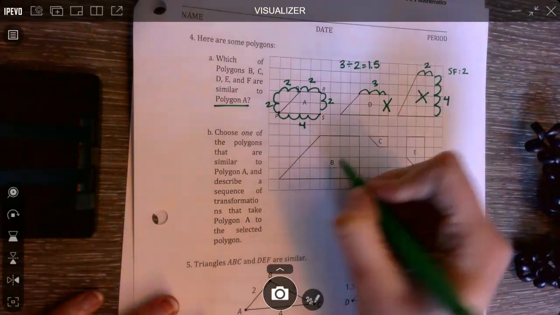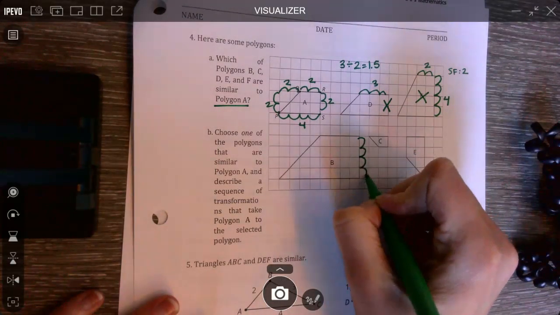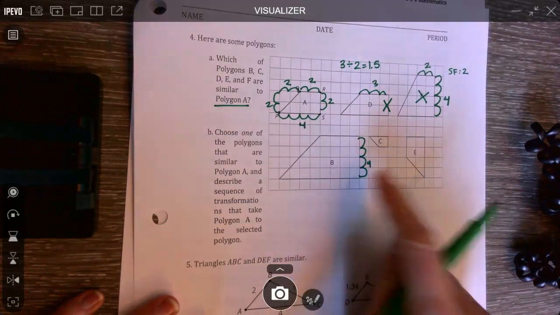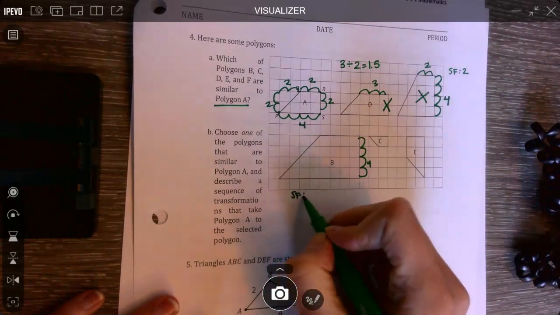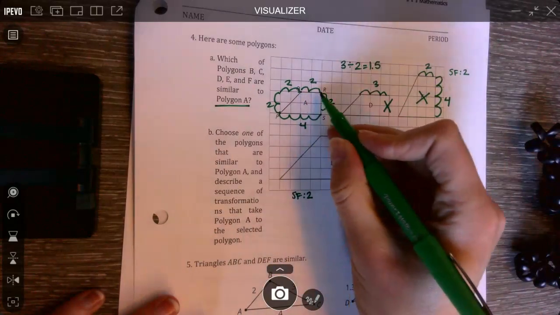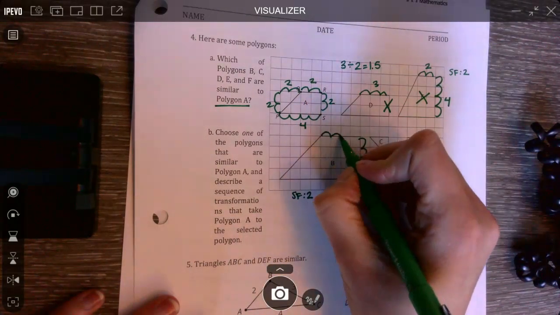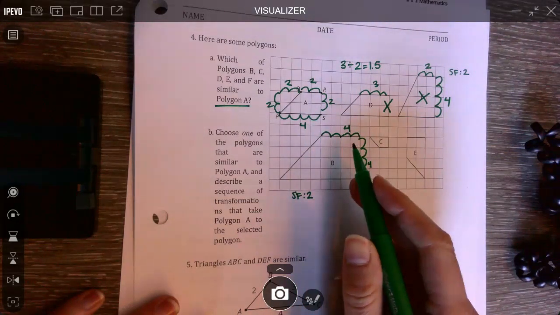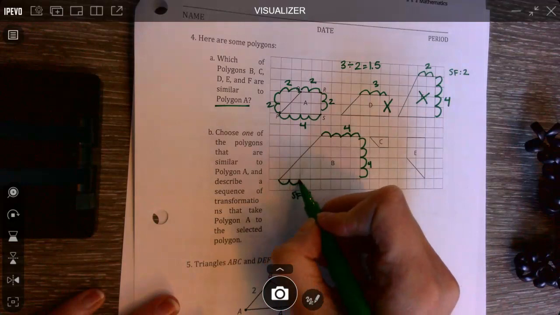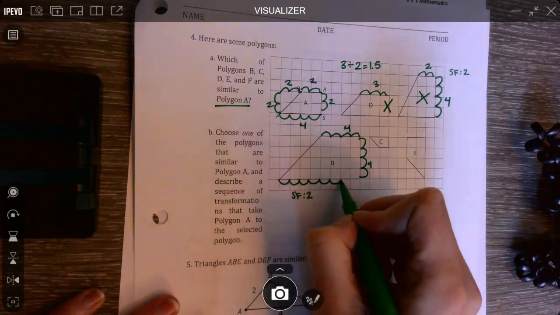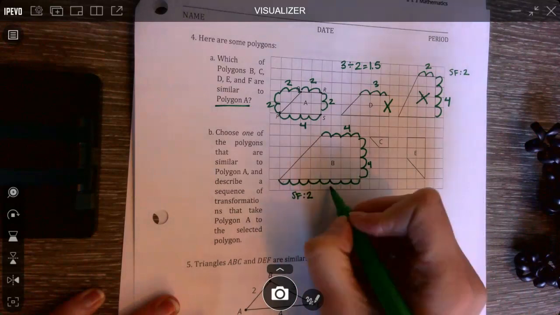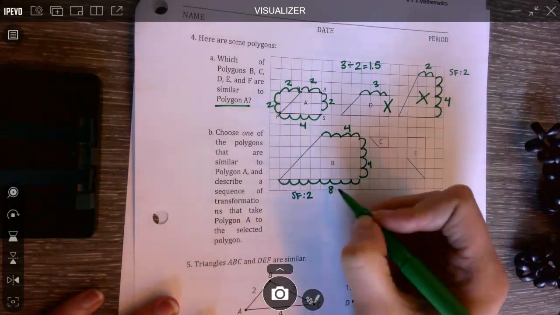Well, what about if I go to B? This side length is 4. The corresponding side is 2, so I'm jumping from 2 to 4. So my scale factor would be 2 if it works. The top side I had 2. Now I have 1, 2, 3, 4. Scale factor of 2. 2 times 2 is 4. I'm going to check one more side. 1, 2, 3, 4, 5, 6, 7, 8. Jumping from 4 using a scale factor of 2, this should be 8. So 3 out of my 4 sides are good.